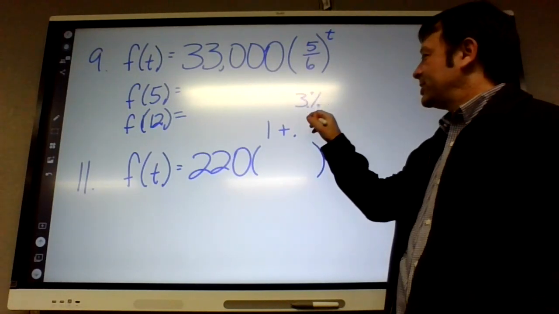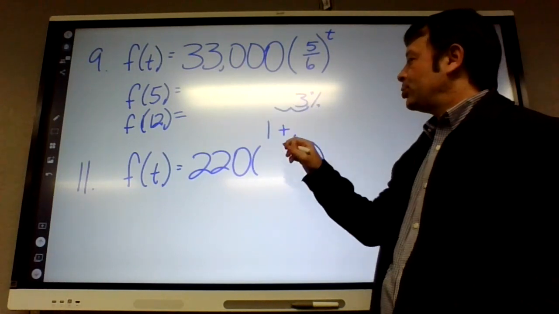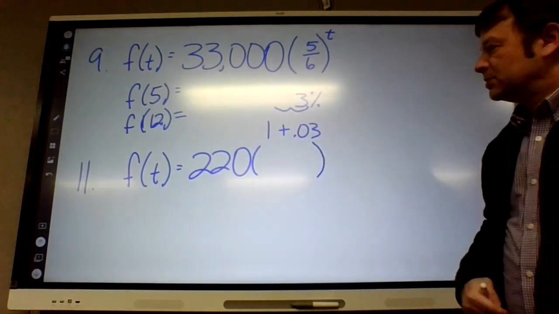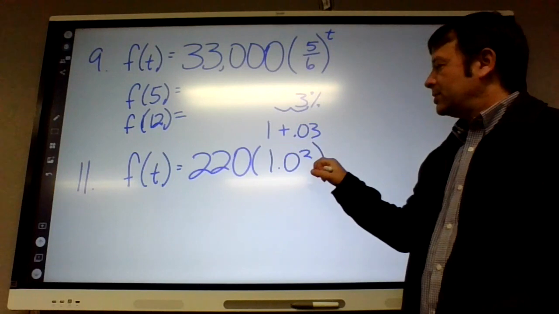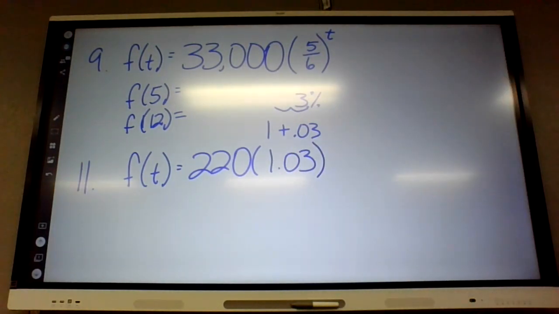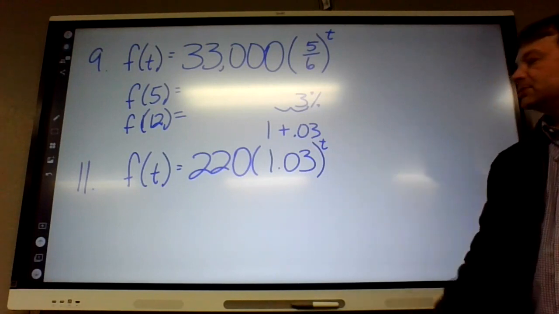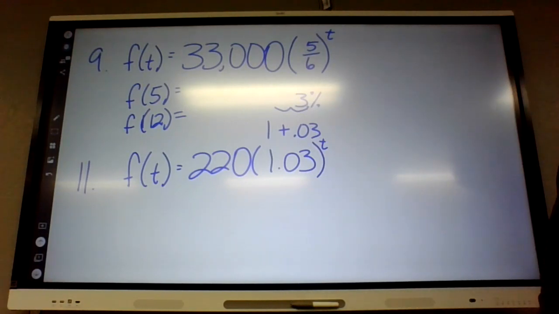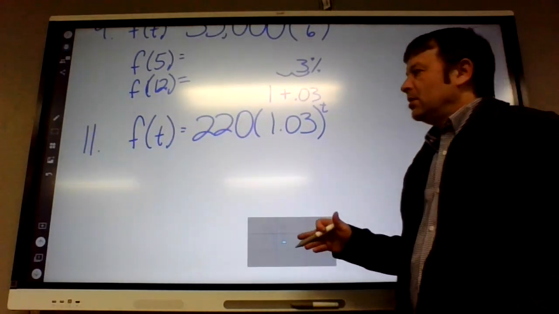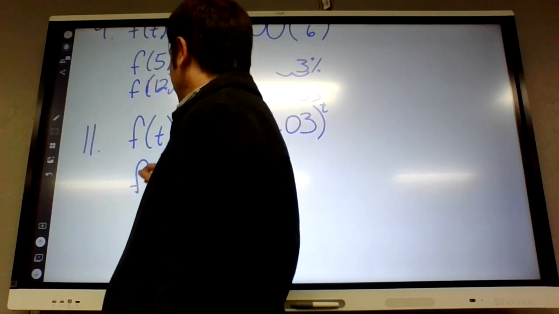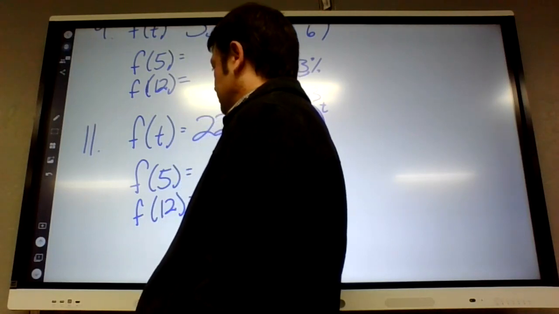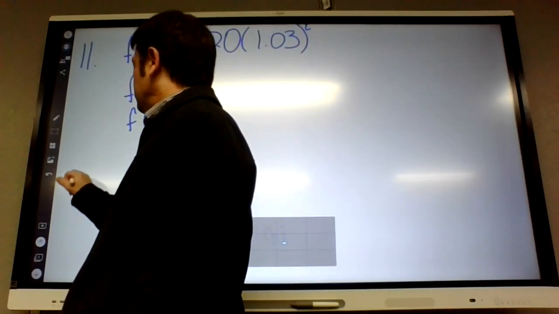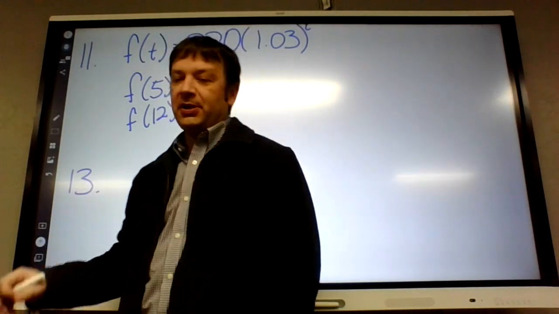So the invisible decimal is at the end of the 3, so move it twice: 0.03. So in the parentheses, I'm just going to put 1.03. And then for t years. Okay, and then don't forget to find f of 5 and f of 12. They kind of snuck this one in here on me.